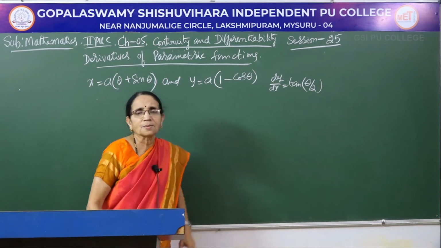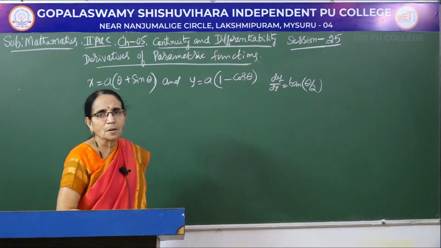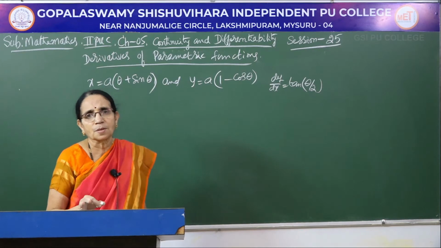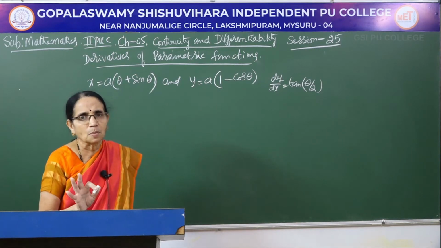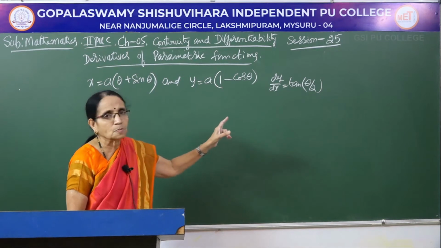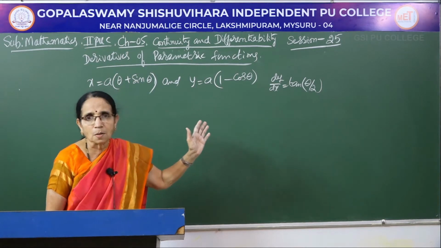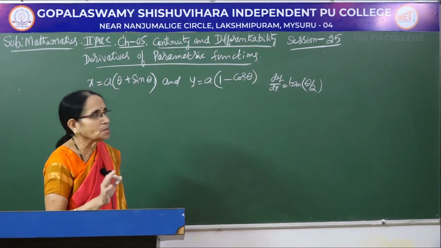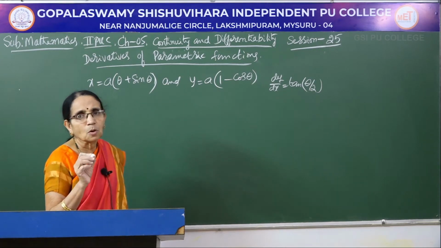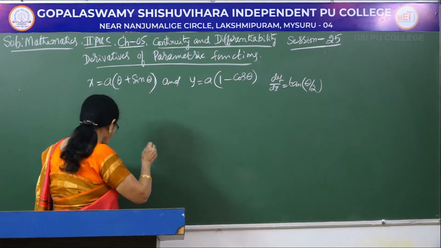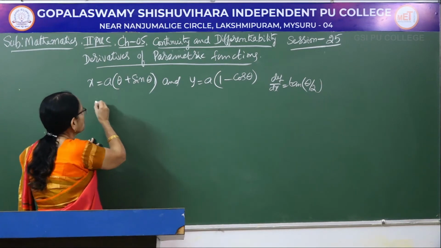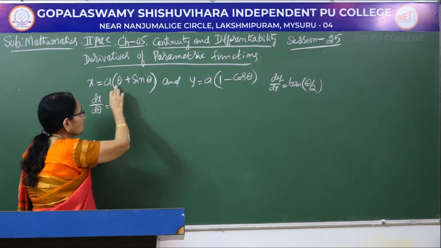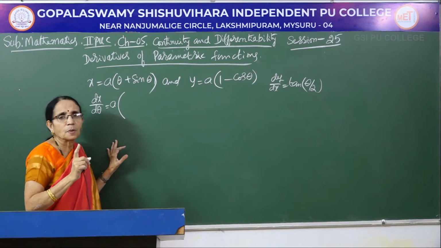If this particular answer is not expected, as we did in the earlier session problems, we could simply differentiate both x and y with respect to theta, divide one by the other, and the problem gets solved. Whereas, when a particular answer is expected, you have to use the appropriate formula to arrive at the result. The first step is, as usual, we differentiate both x and y with respect to theta, because theta is the parameter. Remember we are differentiating with respect to theta.